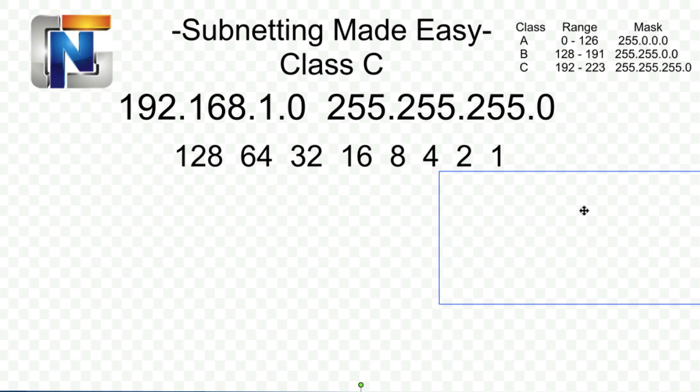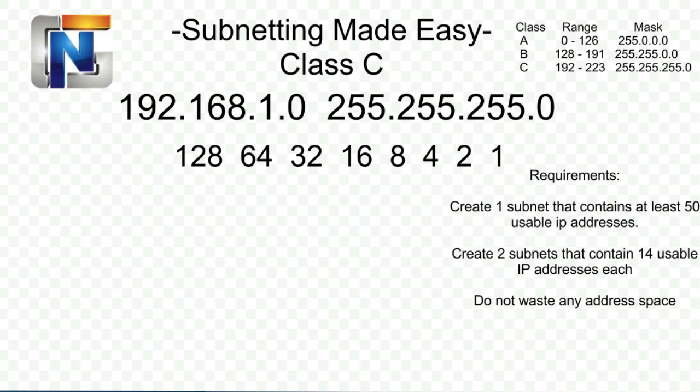Our requirements are: create one subnet that contains at least 50 usable IP addresses, create two subnets that contain 14 usable IP addresses each, and also do not waste any address space whenever you're creating these subnets. And that's an important thing. You don't want to waste any address space.